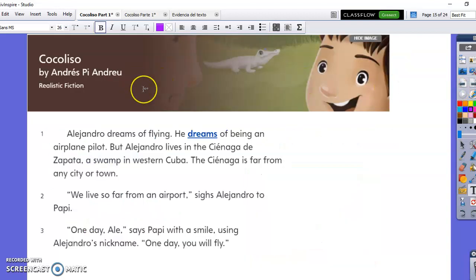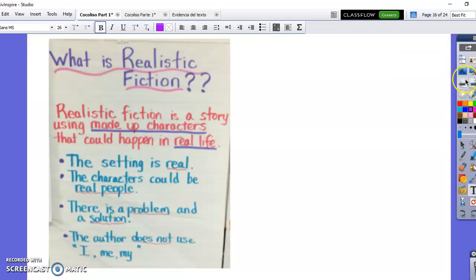We're going to read a story called Cocoliso, and this is a realistic fiction. When we're talking about a realistic fiction, it's going to be a story with made-up characters, of course, because it's a story, but it's something that could happen in real life. Realistic? It could happen in real life. The setting is real. The characters could be real people. There is a problem and solution. And the author does not use I, me, or my because there's actually a narrator.